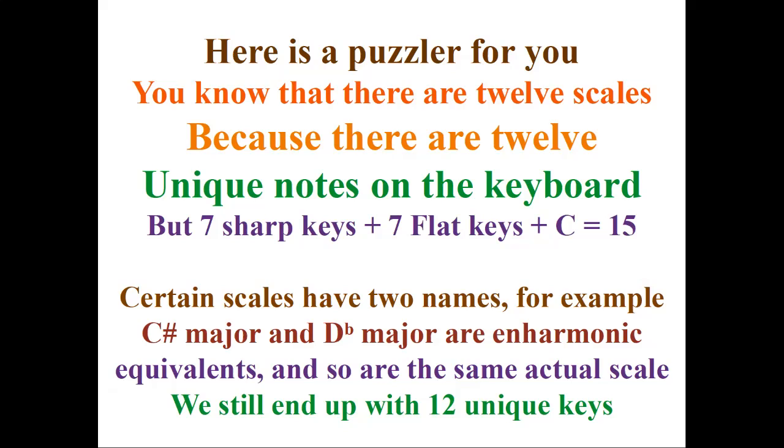Here is a puzzler for you. You know that there are 12 scales because there are 12 unique notes on the keyboard. But 7 sharp keys plus 7 flat keys plus C is equal to 15. Is that right? 15? Okay, the reason for that is that certain scales have 2 names. For example, C sharp major and D flat major are enharmonic equivalents, and so they are actually the same scale. We still end up with 12 unique keys.